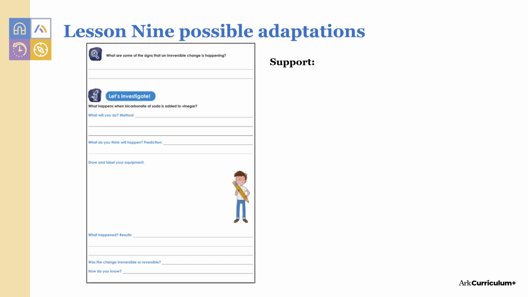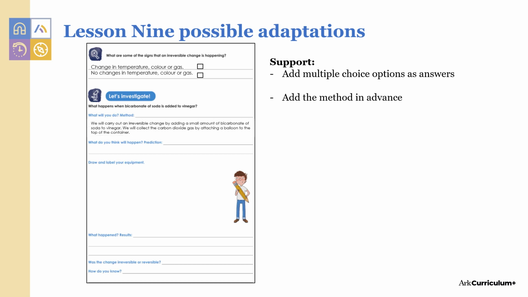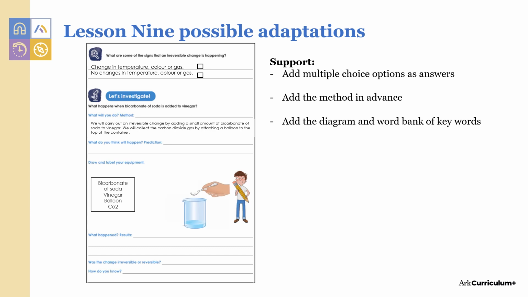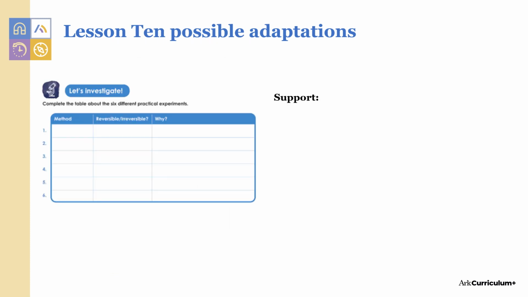In Lesson 9, pupils need to answer a retrieval question and then undertake an investigation to answer the question, what happens when bicarbonate of soda is added to vinegar? Support pupils by offering multiple choice options as answers, by adding the method in advance, by adding the diagram and a word bank of keywords, and stretch pupils by asking the question, how might you have improved your investigation and why?